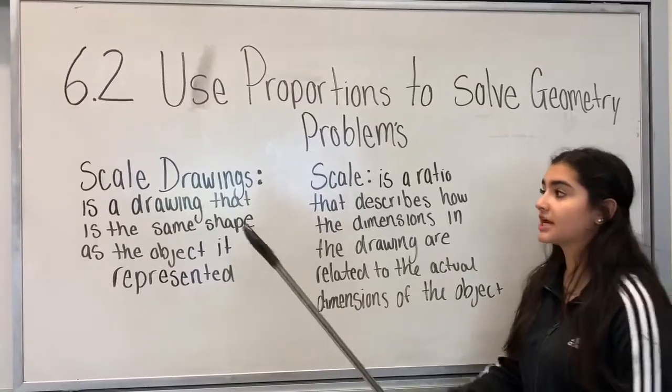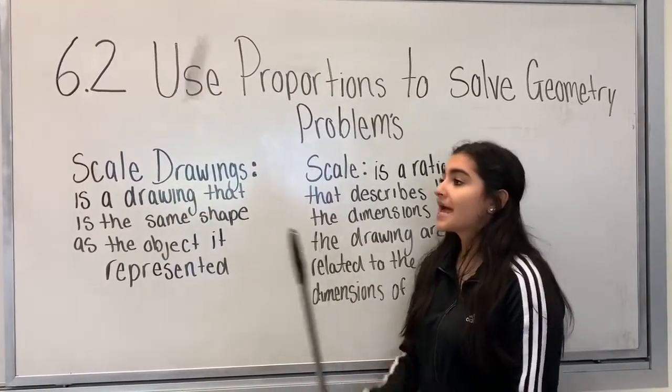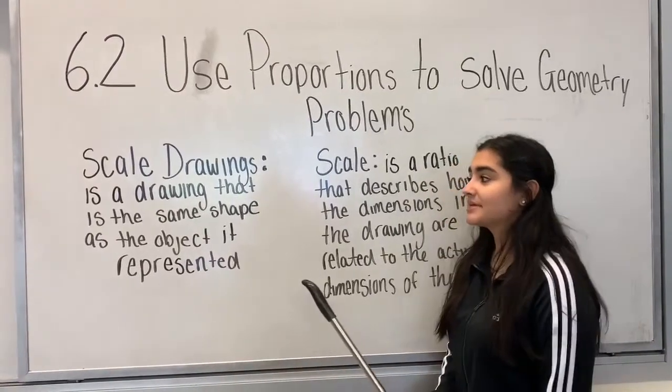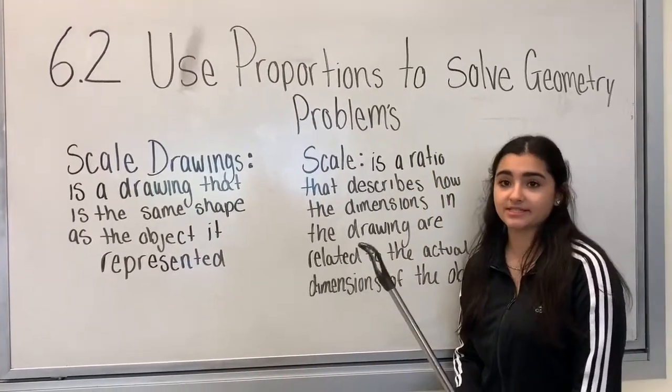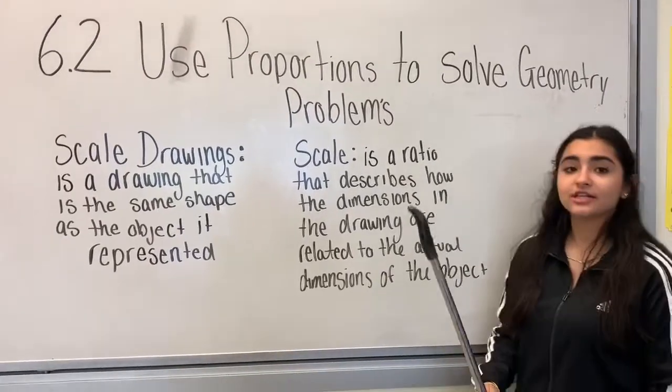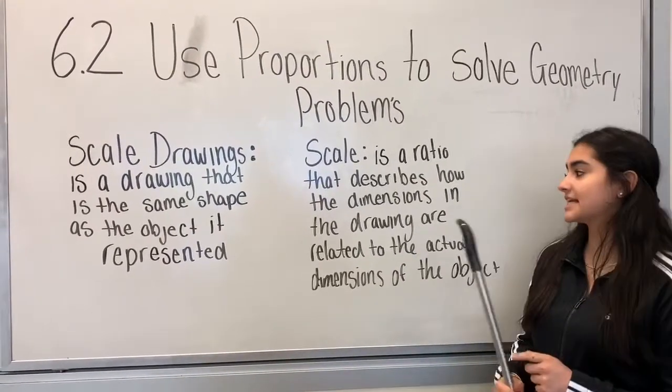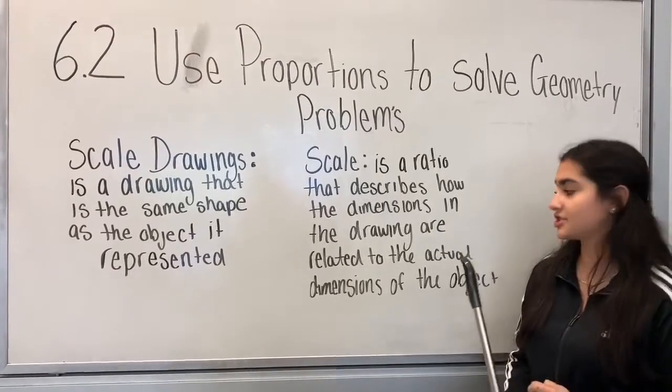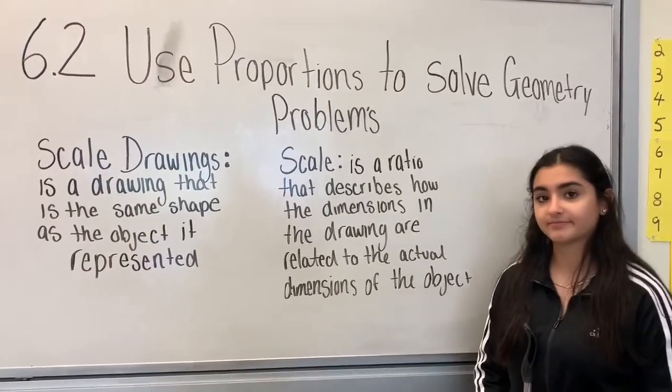My first definition is scale drawing. It is a drawing that is the same shape as the object that it represents. I also have scale, which is the ratio that describes how the dimensions in the drawing are related to the dimensions of the object.